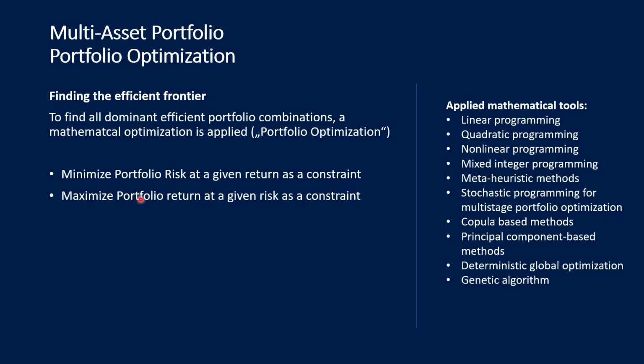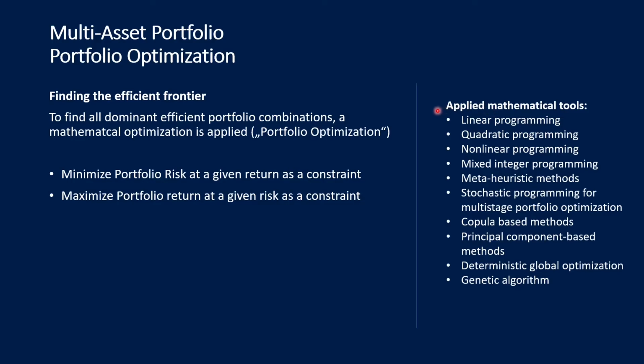I don't go into formula here. I will do a video on portfolio optimization in R. That can be easily done with some optimization algorithm. It can also be done in Excel. So you can minimize the portfolio risk at a given return. So the given return is a constraint here. Or you can maximize the portfolio's return at a given risk as a constraint. So the risk is a constraint, it is fixed, and you're looking for the maximum portfolio.